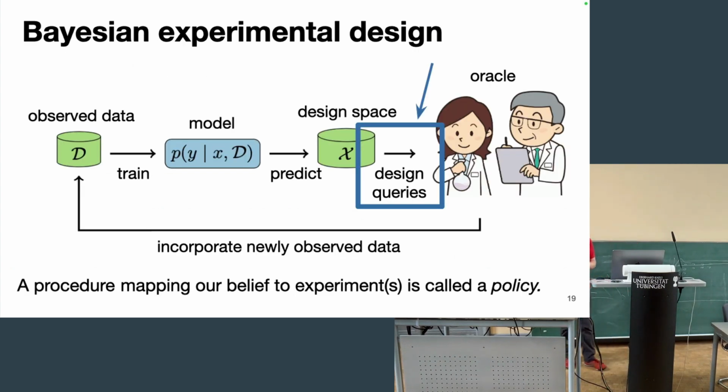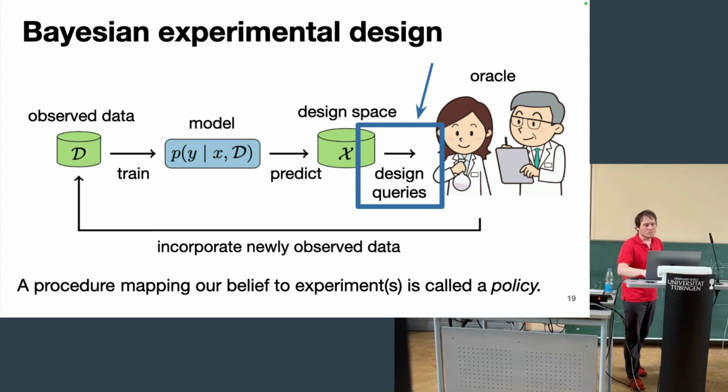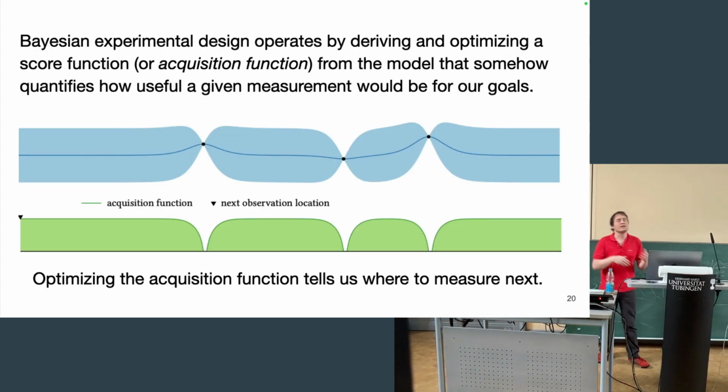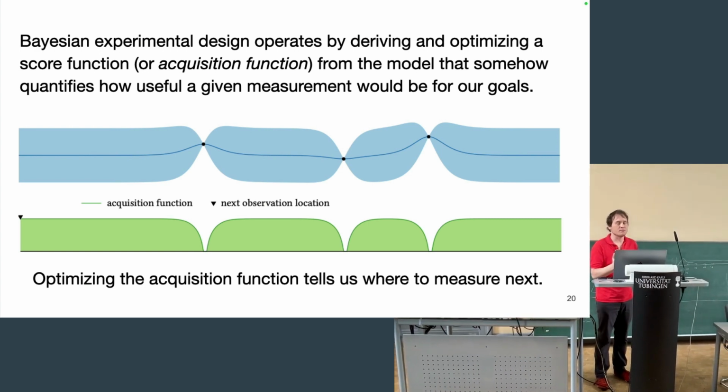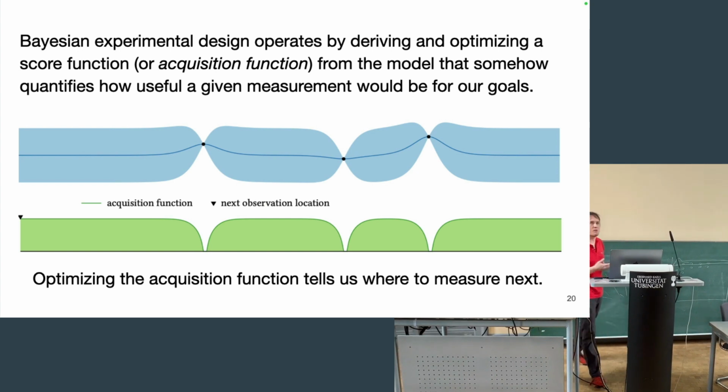OK, so now how do we actually design experiments? Well, we're going to be using the predictions of that model. And again, we're going to be combining that with our experimental goals to design a policy. So the way Bayesian experimental design usually plays out is that we're going to be using the model to derive and optimize a score function over the design space. That score function is also called an acquisition function because it tells you what data you want to acquire. And the role of the acquisition function is to somehow quantify how useful a given experiment would be for achieving our experimental goals. And then optimizing that acquisition function is going to tell us which experiments to run next.